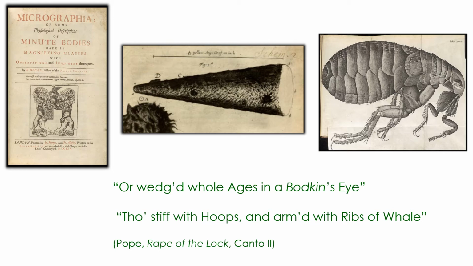And Pope also describes Belinda's petticoat as stiff with hoops and armed with ribs of whale. Again, readers encounter a confusing sort of impression of size and scale, that Belinda, a human character, is dressed so the skirt of her petticoat is kind of reinforced with whale ribs.